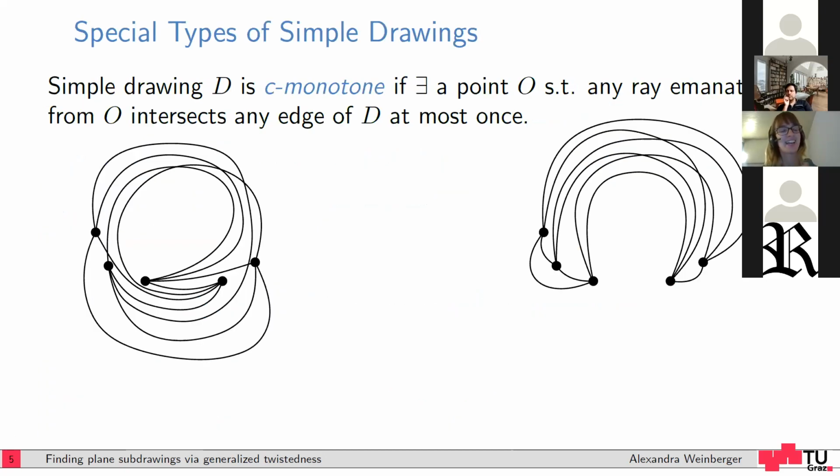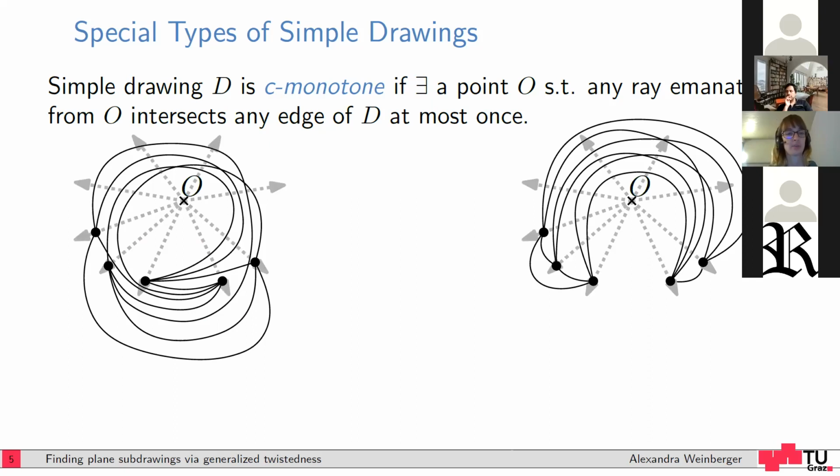Now, definitions. A simple drawing is C-monotone, which is short for cyclically monotone, if there is a point such that any ray emanating from that point intersects any edge of the drawing at most once. You can see two examples of how we can draw the K5 C-monotone, but these two are not the only examples. If in the left drawing, instead of drawing the green edge like this, we draw it like this, the short way, then we have yet another way of how to draw the K5 C-monotone.